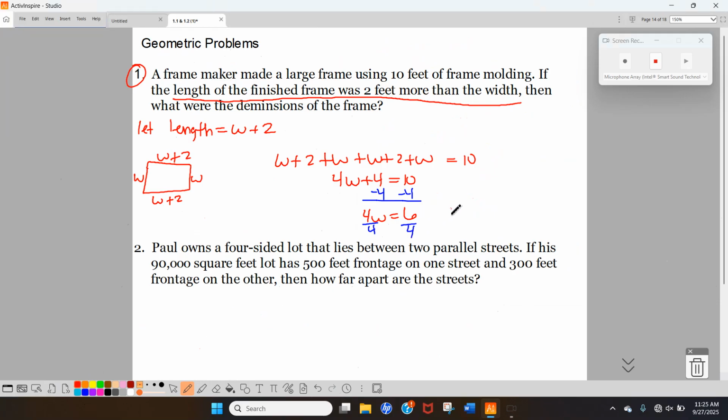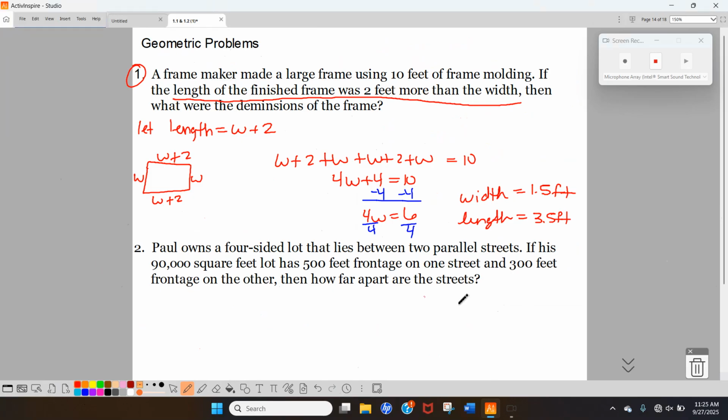And we get a width of, what is that? 3 halves, 1.5 feet. And then we know the length is 2 more than that, so 3.5. All right, so you have to write this for a point. You have to write an equation and solve it. And then you have to write your answer specifically to make sure that they know that you know what you found. To get all of your points, you have to have all of that.